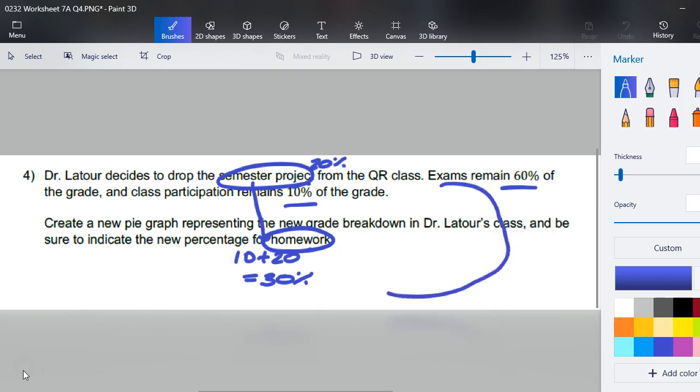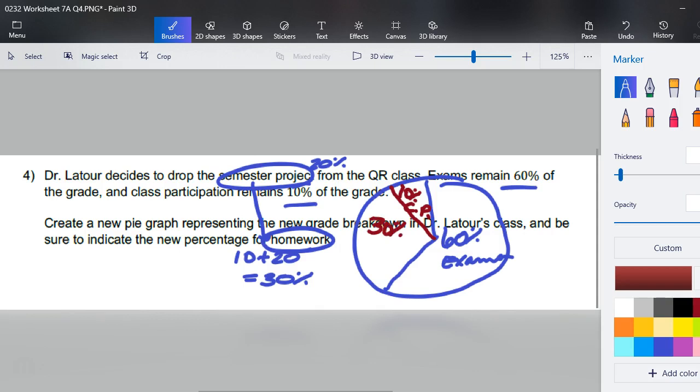So to draw something, like our exams, we're still about 60%. And then our class participation may be an easy one to draw. 10% for class participation. And then that leaves 3 of the sectors, which will end up being 30% now for homework.